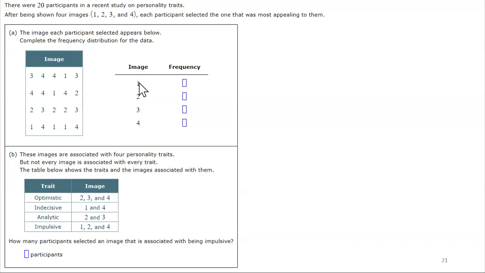So for example, for image one, you would count how many times image one shows up, and it looks like it shows up 1, 2, 3, 4, 5 times. So you would write 5 for the frequency. For image two, that shows up 4 times. So 1, 2, 3, 4. So you would write 4 next to this. For image three, that also shows up 4 times. And for image four, that one shows up 7 times. So let's write that down.